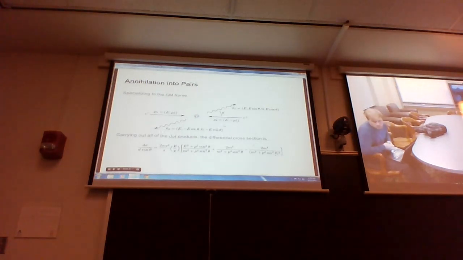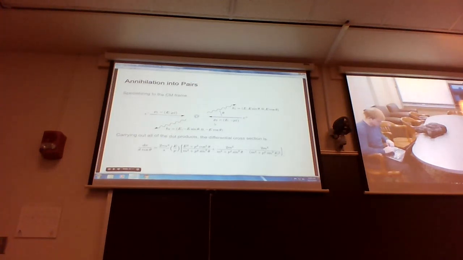But you can carry out these dot products and work it out. You already have the formula for the cross section in the center of mass frame, and you can put all this stuff together, and you get this. Okay, so this is the differential cross section for pair annihilation into 2 photons. And you see that you've got it in terms of the things you can measure, which are the incoming energy of the electron and positron, the incoming momentum, and the scattering angle of these photons.